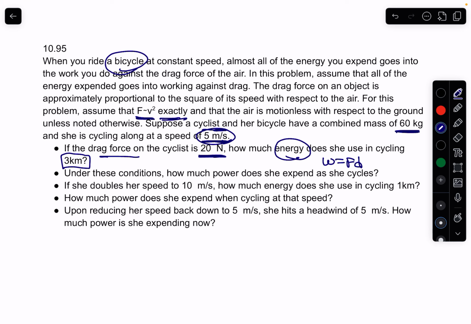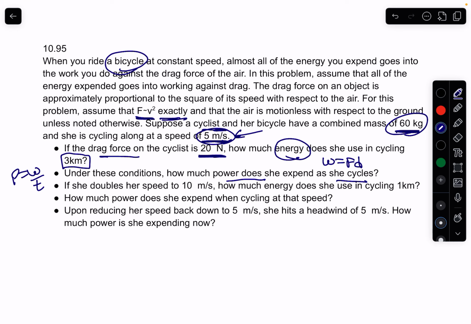So the drag force is how much energy she has to use to cycle, because she has to overcome the drag force, assuming she moves at a constant 5 meters per second. Now, how much power does she expend as she cycles? Well, what is power? Power is work over time, or energy over time. We have information about this, but we need to find time.